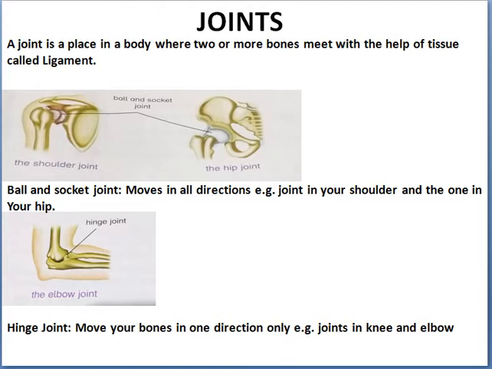Joints help the bones to move, but not all joints move in adults. For example, the joints between the plates of the skull do not move in adults. Some joints move in all directions, such as the joint in your shoulder and the one in your hip. Such joints are called ball and socket joints.